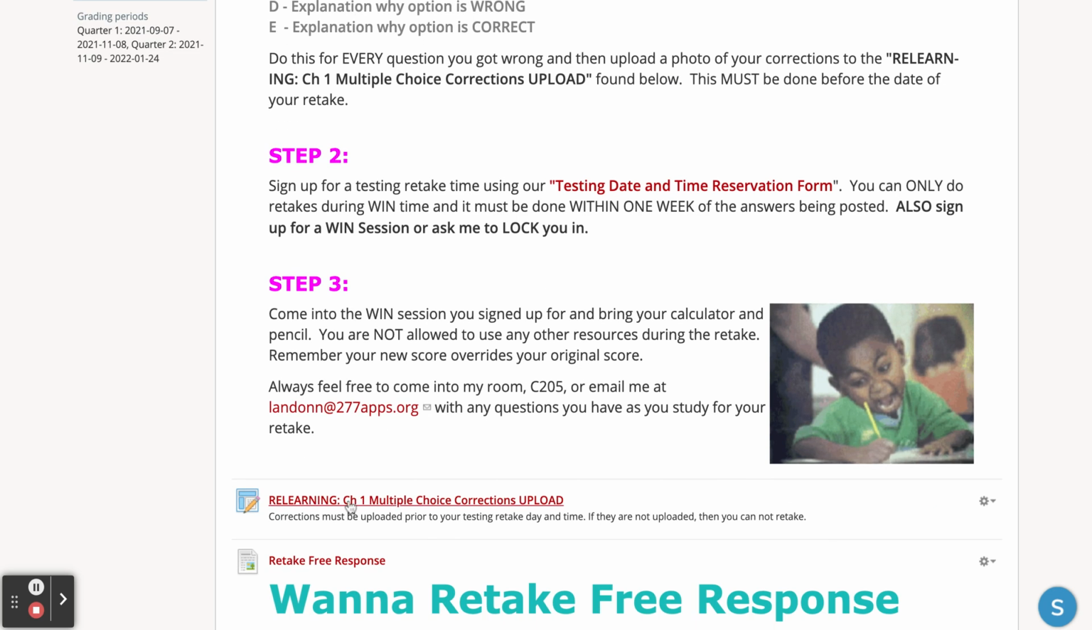Then for the retake, you're going to want to sign up for a testing session. It has to be either Win 1 or Win 2. So that would be this coming Thursday. Please sign up, or if you want me to lock you in, send me an email or talk to me, and I will lock you in for that. So the deadline for this retake really is this coming Thursday by the end of the Win 2 session.